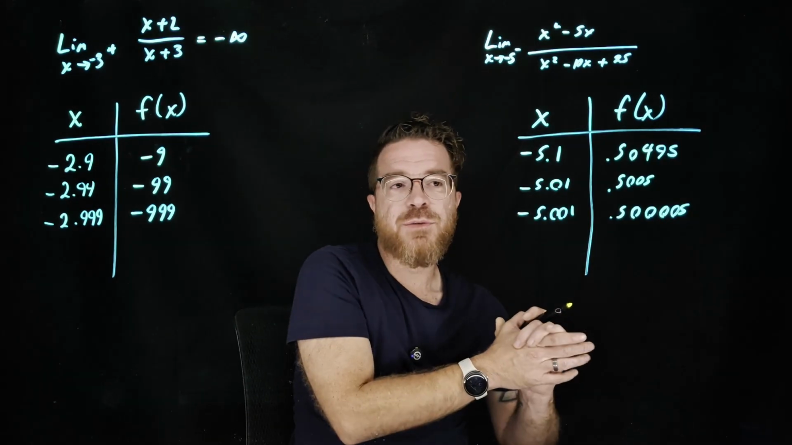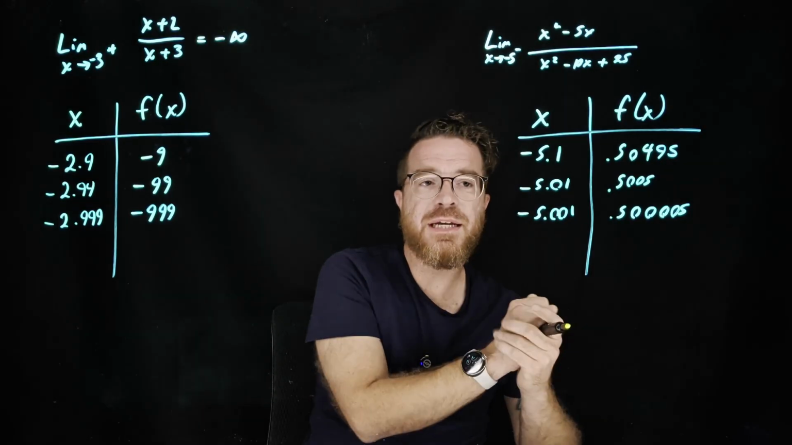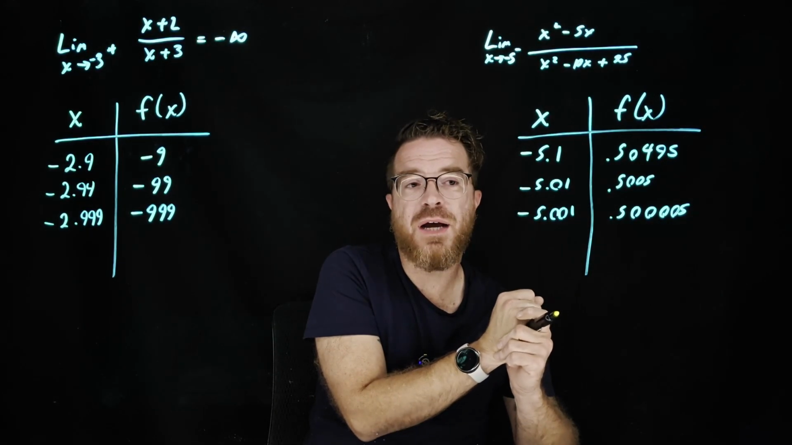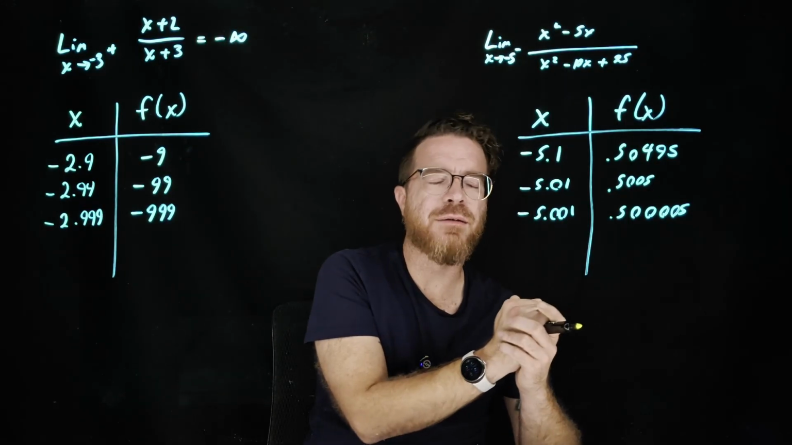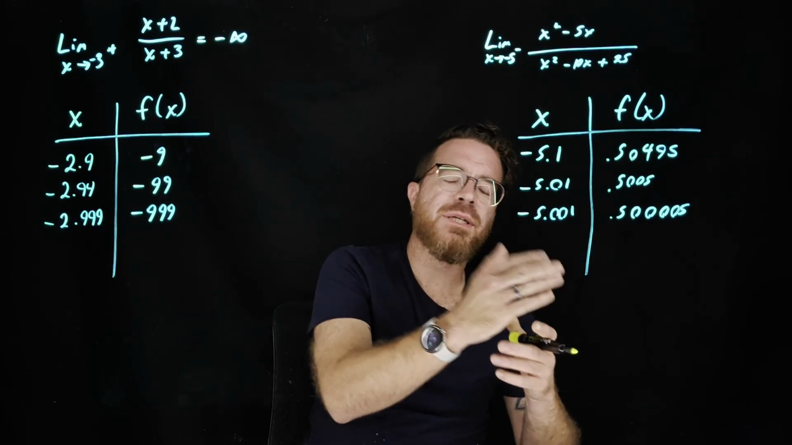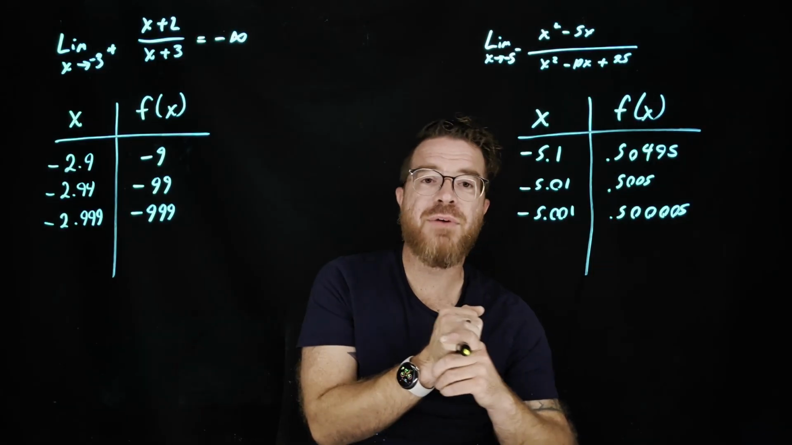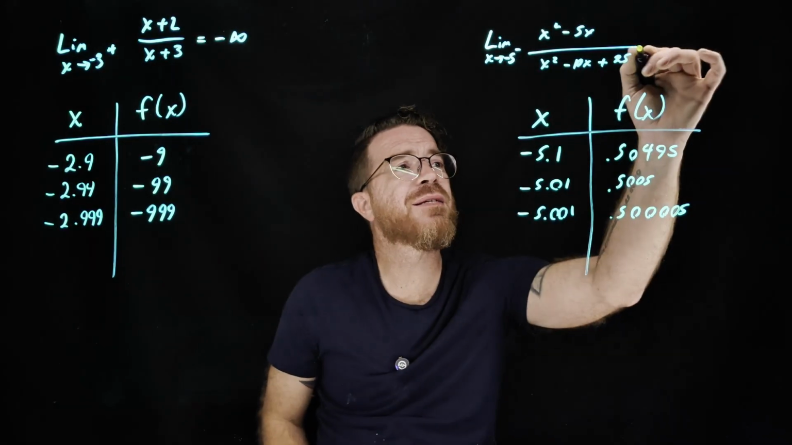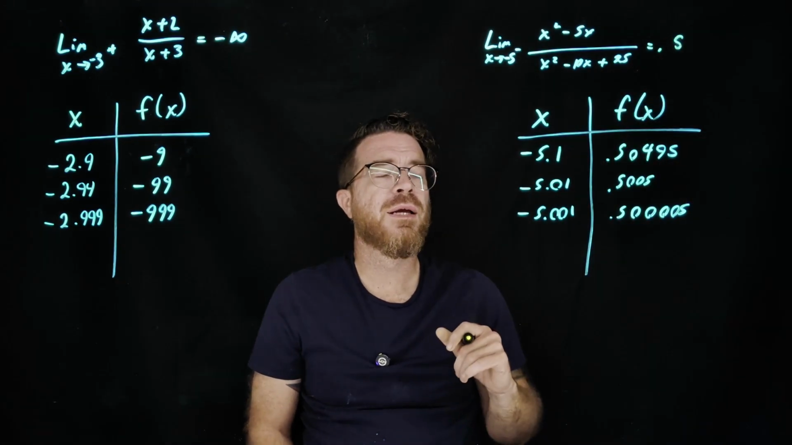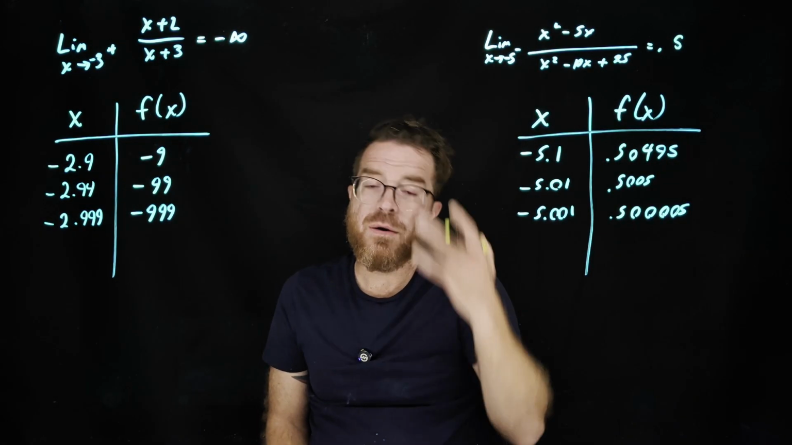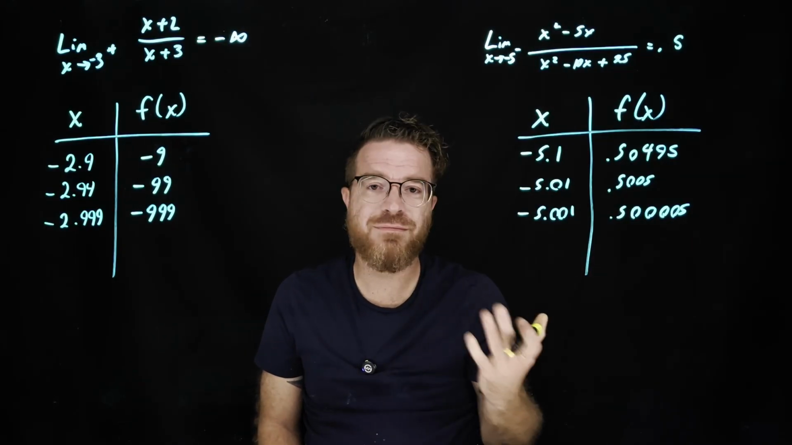Okay, so here's what we got as we plugged in values from the left to -5 as they got closer and closer. So when I plugged in -5.1, I got 0.50495. When I plugged in -5.01, I got 0.5005. And when I plugged in -5.001, I got 0.500005. So what's happening in this case? Well, it looks like this is approaching 0.5. So now let's actually double check our work, right? I just wanted to show you that we could solve this numerically, just like you can pretty much any limit.